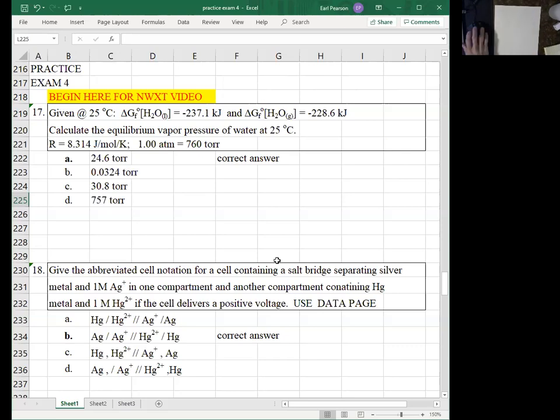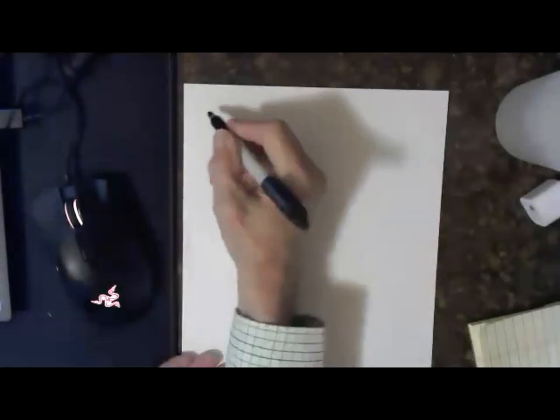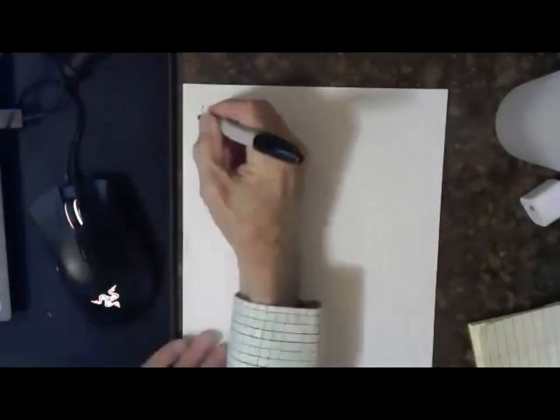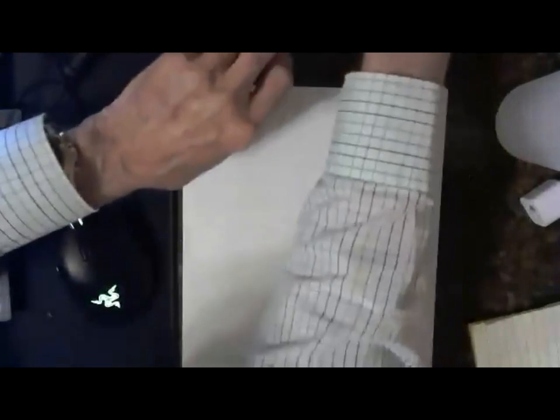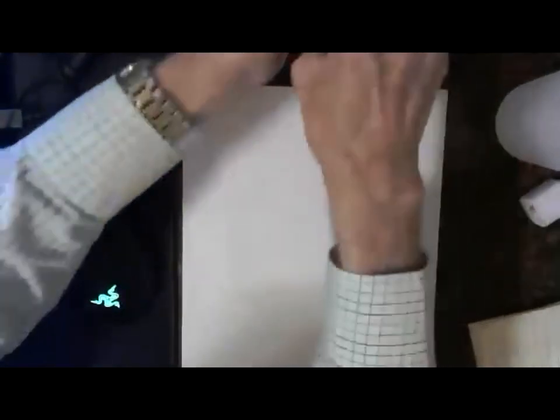So let's set this up and we'll begin to work number 17. I need another pen. New.